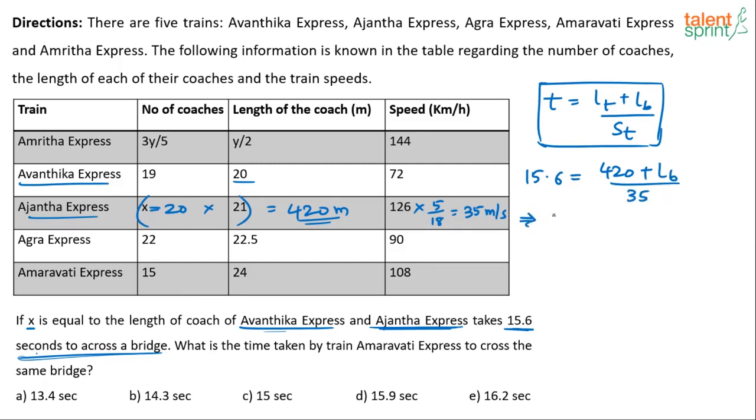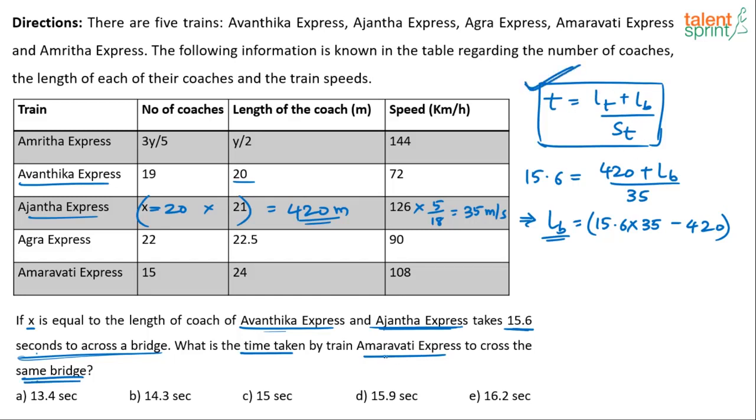So from this, length of the bridge can be taken as 15.6 into 35 minus 420. Now, why did we find out the length of the bridge? What was the requirement here? Because we need to find out the time taken by Amravati Express to cross the same bridge. Again, time taken to cross a bridge, we have already noted the formula: length of the train plus length of the bridge by speed of the train.